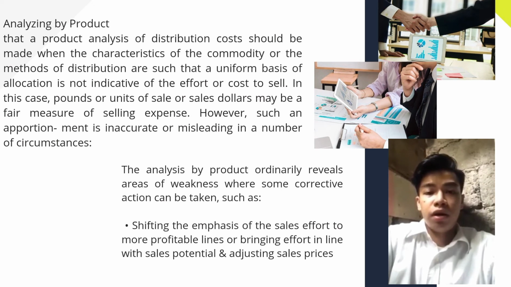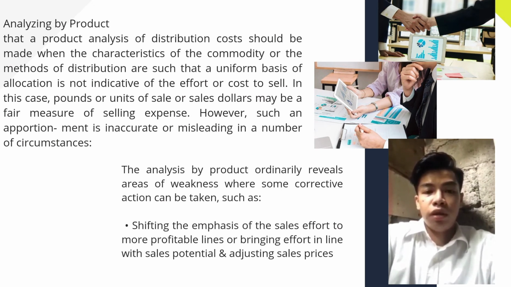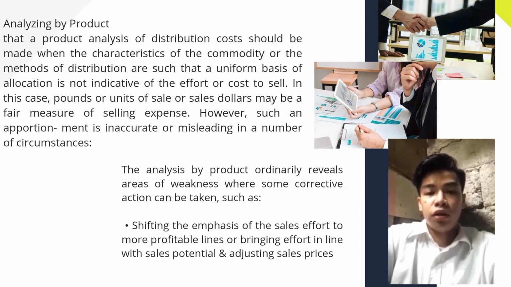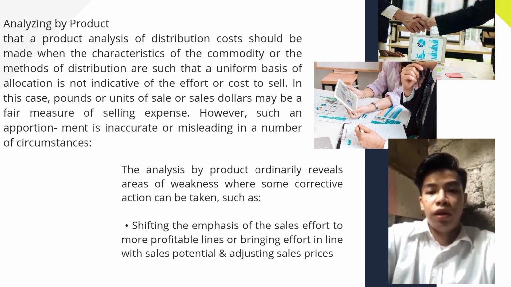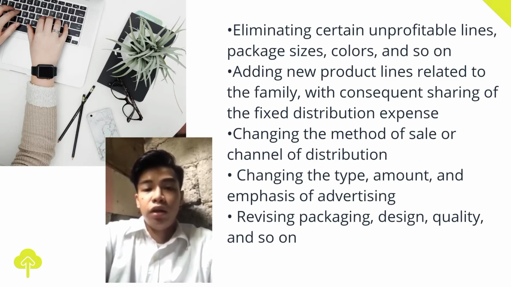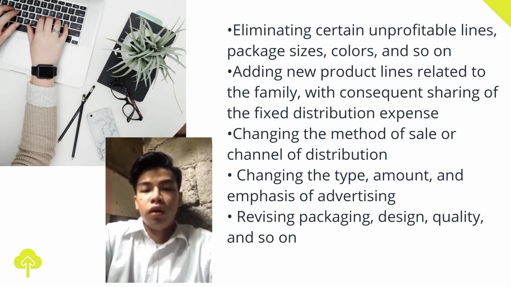Analyzing by product regionally reveals areas of weakness where some corrective action can be taken, such as shifting the emphasis of the sales effort to more profitable lines, bringing efforts in line with the sales potential, and adjusting sales prices. Next is eliminating certain unprofitable lines, packaging sizes, colors, and so on. Next is adding new product lines related to the family, with the consequence of sharing the fixed distribution expense.